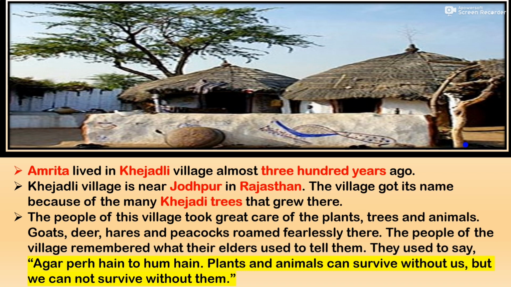The people of this village took great care of the plants, trees, and animals. Goats, deer, hares, and peacocks roamed fearlessly there because the villagers did not hunt the animals. The people of the village remembered what their elders used to tell them. Their elders used to say, अगर पेड़ है तो हम हैं, if there are trees, then we are.